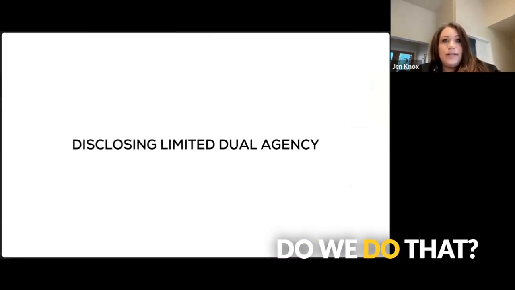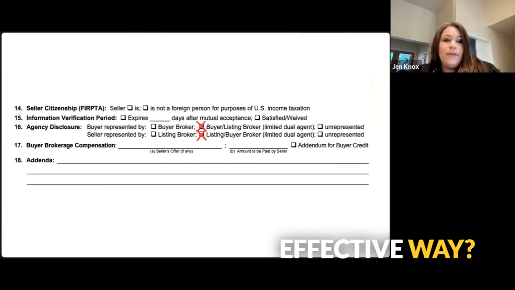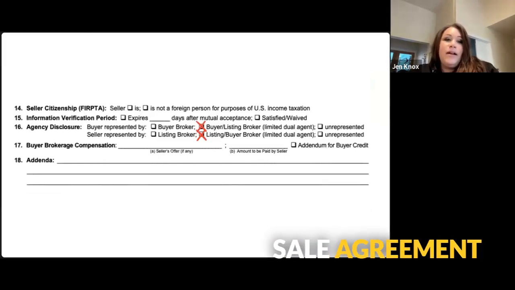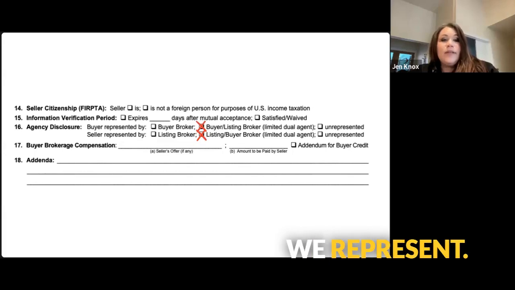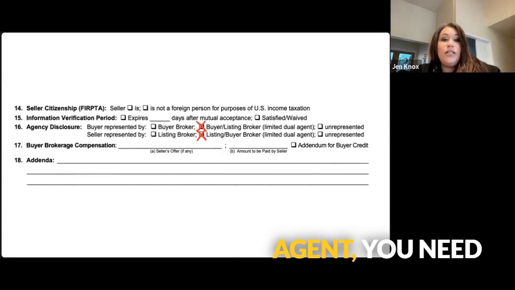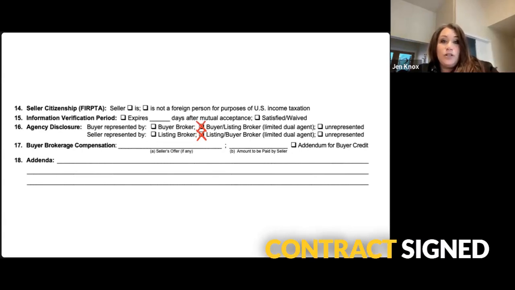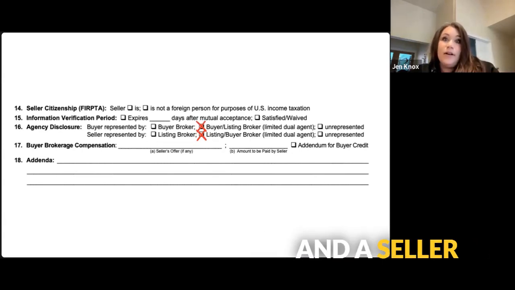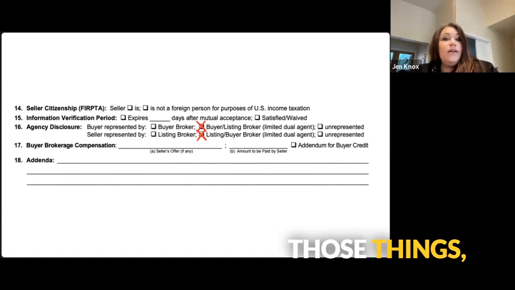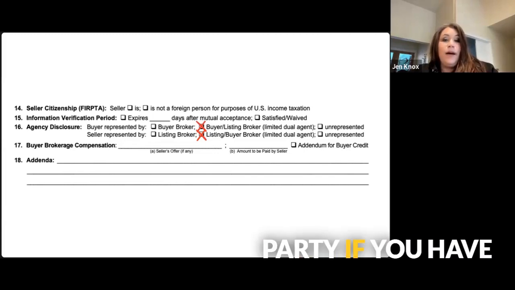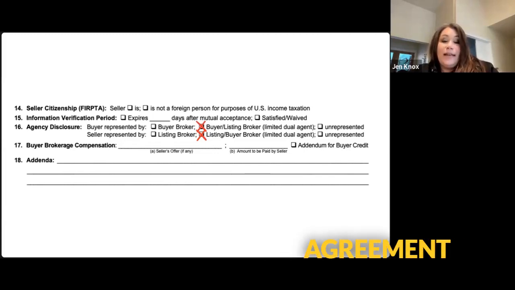So disclosing our limited dual agency, how do we do that, and how do we do that in an effective way? Well, on our purchase and sale agreement on line 16, this is where we disclose who we represent. So remember, in order to represent a buyer and seller as a limited dual agent, you need to have a buyer contract signed with consent and a seller contract signed with consent. If you don't have both of those things, you cannot be a dual agent. You can only represent one party if you have that party's agreement signed.